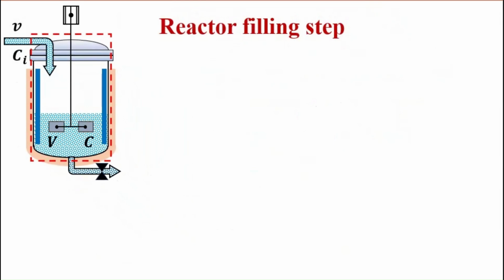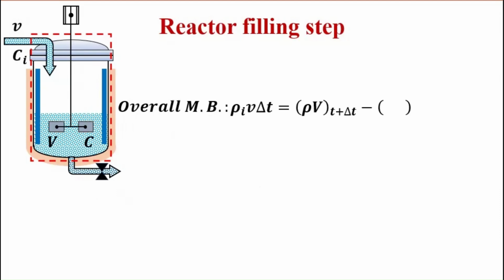During the first stage, when the reactor is being filled, the outlet is closed. Therefore, the overall material balance indicates that all material entering the control volume over a time interval delta t accumulates inside the reactor, since there is no outflow. The accumulation is equal to the change in the total mass of material within the reactor over the same time interval. Because the density of the mixture is assumed to be constant, it cancels from both sides of the total material balance equation.